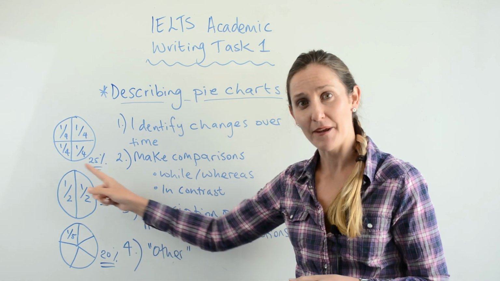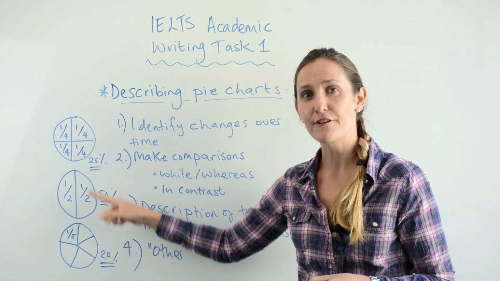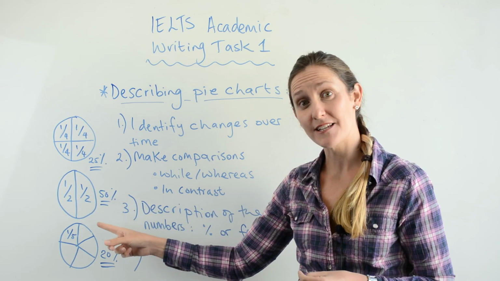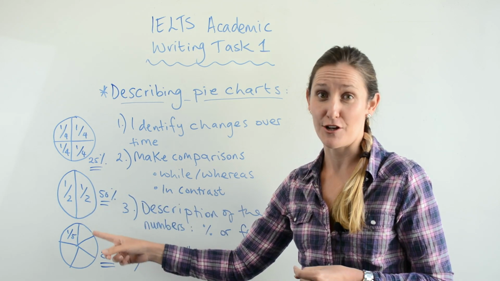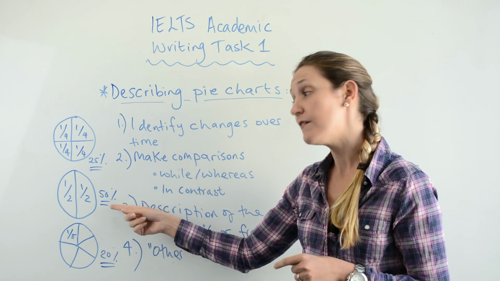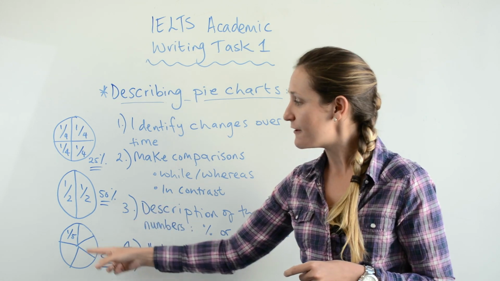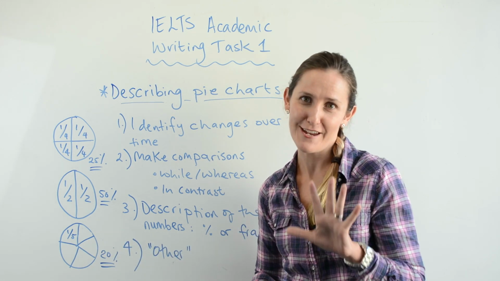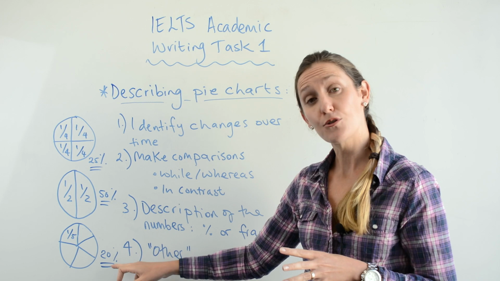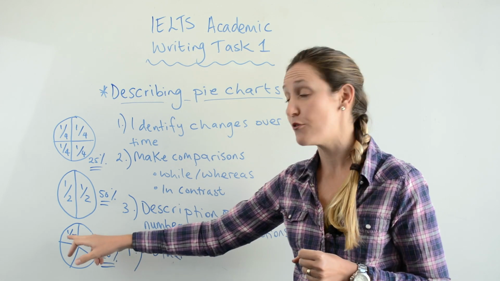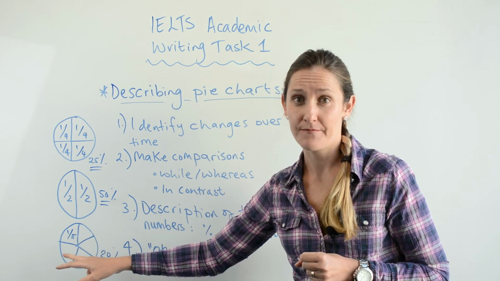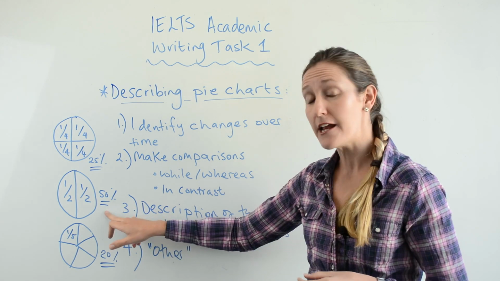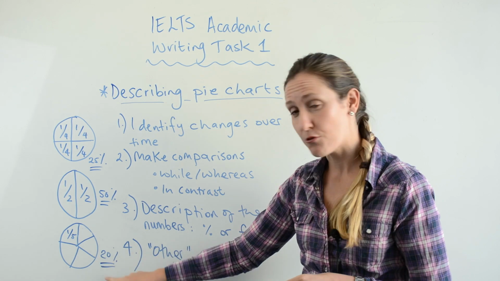In this diagram here, we can see that we have 2 sections in the circle, which means that each section represents half of the circle or pie chart, or 50%. In the final one here, we can see that the pie chart is divided into 5 equal sections, or 20%, or into fifths.